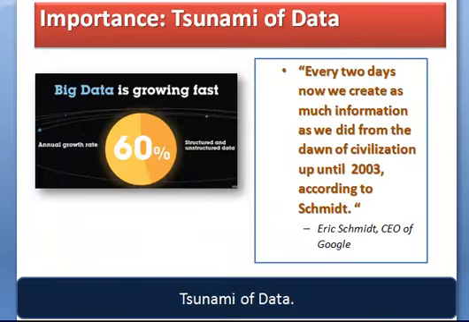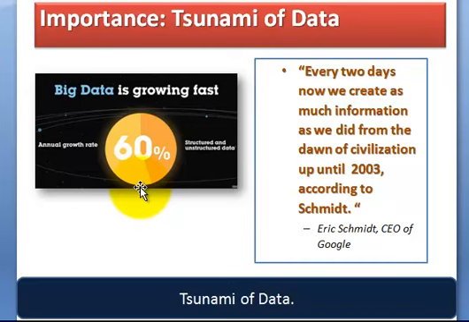So, first off, there's been a tsunami of data, right? Data is fast growing. Annual growth rate, in some studies, 60%. This is interesting. The CEO of Google, Eric Schmidt's comment: every 2 days, we now create as much information as we did from the dawn of civilization up until the year 2003. So think of all the information from the dawn of civilization up to the year 2003. We now create that every 2 days. By the way, since we're growing at 60% a year, it won't be long before we're creating all that data in 1 day, hours, whatever.